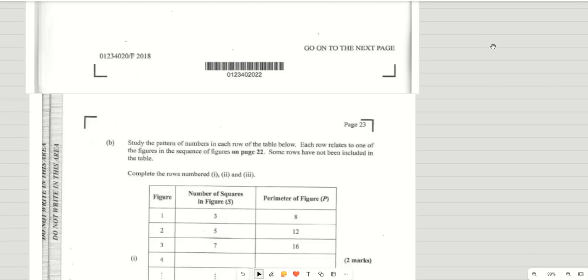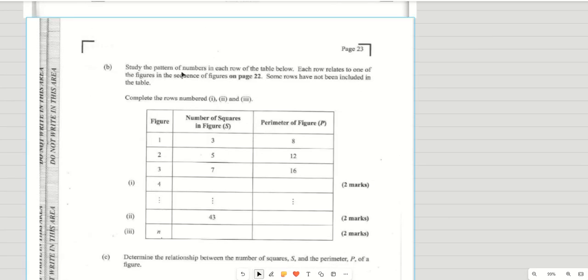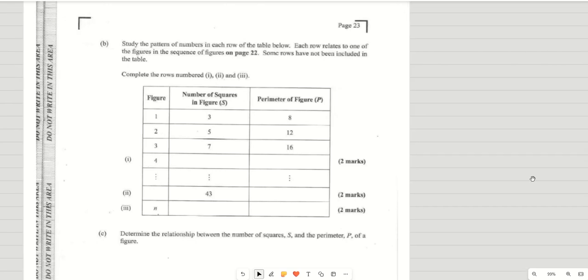All right, let's look at part B. Study the pattern of numbers in each row of the table. Each row relates to one of the figures in the sequence on page 22. Some rows have not been included in the table. Complete the row numbered 1, 2, and 3. If you look at this, you see that part 3 is your n formula. And I always say find the formula first and then the rest becomes easy.